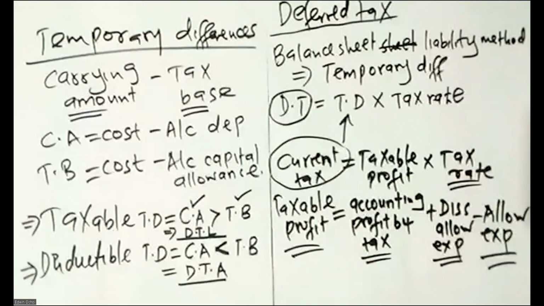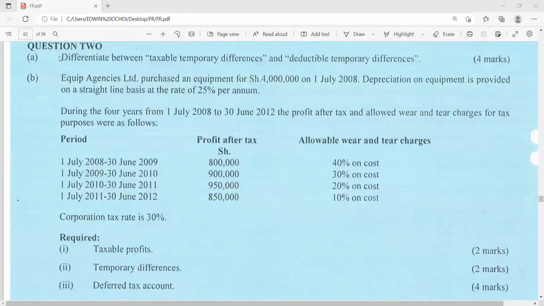December 2012 question 2. This is the question here. They are saying differentiate between taxable temporary difference and deductible temporary difference. We have just talked about this some few minutes ago. I say that the taxable temporary difference is when the carrying amount is greater than the tax base. It leads to the deferred tax liability.